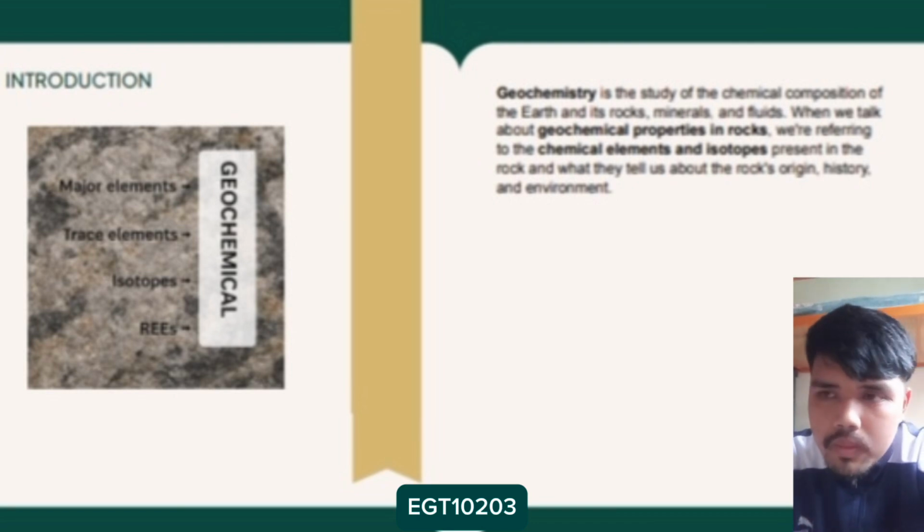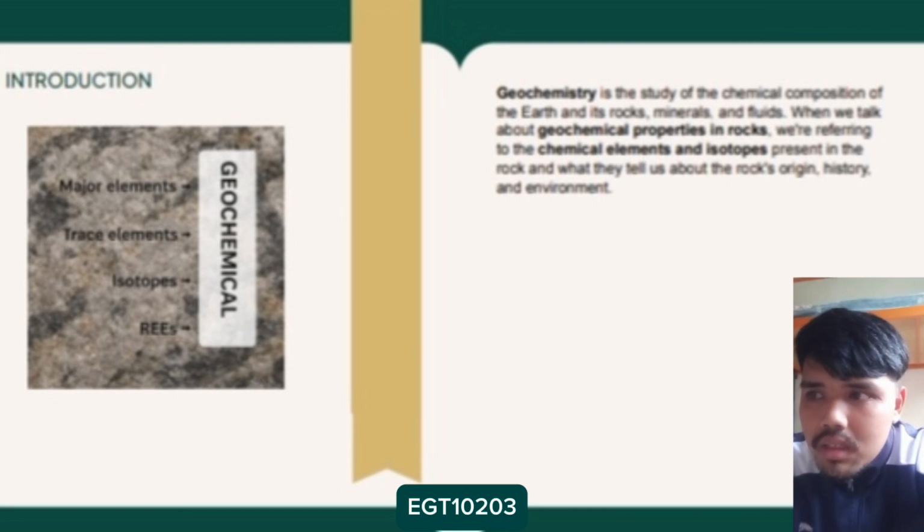First of all, the introduction is about geochemistry. Geochemistry is the study of the chemical composition of the earth and its rocks, minerals, and fluids. When we talk about geochemical properties in rocks, we are referring to the chemical elements and isotopes present in the rock and what they tell us about the rock's origin, history, and environment.